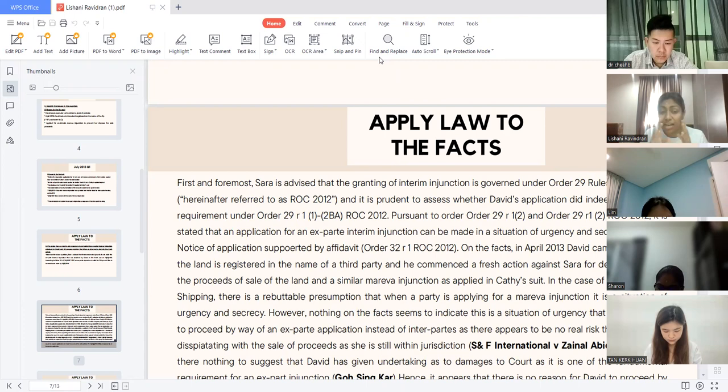Okay, let me just highlight another issue here. Let's say the inter partes hearing is postponed after the 21 days. Okay, because as you know, an interim injunction is valid for 21 days.